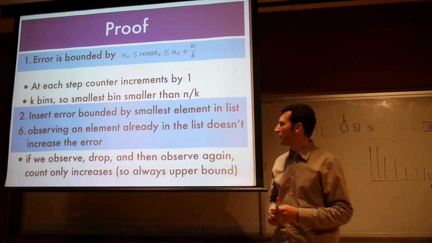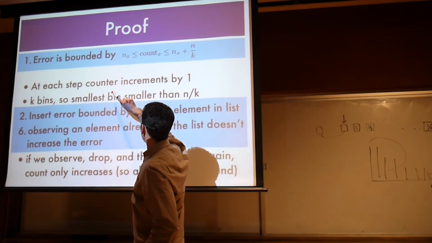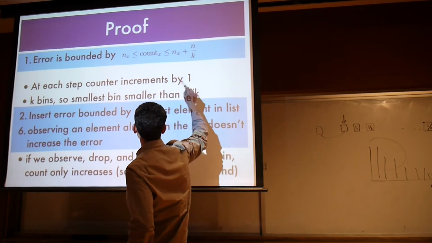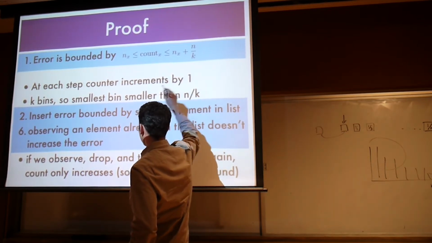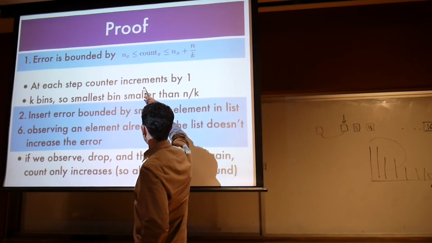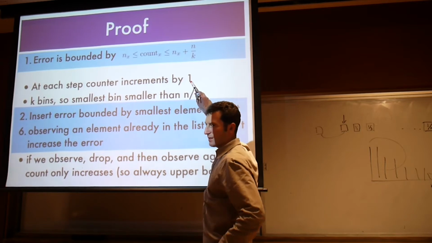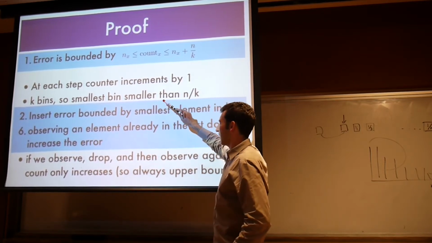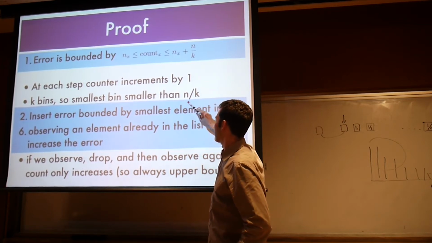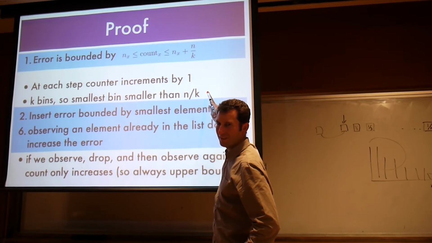So, first thing is we'll get a simple error bound. At each step, of course, the counter goes up by 1. That we know. And since we have k bins, if I have n instances, at the end the total sum over all the instances is n. So if I have k bins, the smallest bin has to be less than or equal to n over k. Right? So that gives me the upper bound on the error.